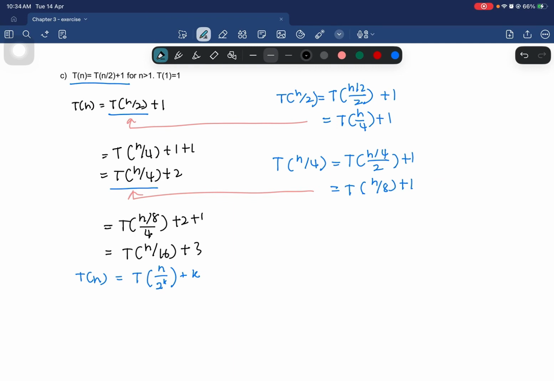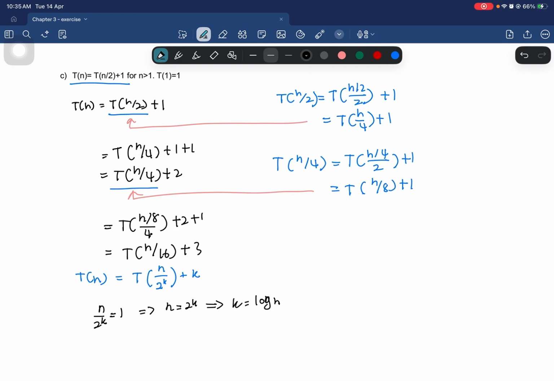So we start with the base case next. We want to substitute the k here. So we need to find n over 2 to the k equal to 1. So we will get n equal to 2 to the k. We simplify it, it will be k equal to log n.